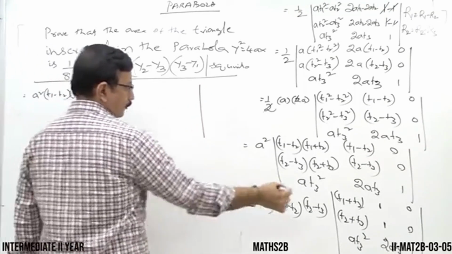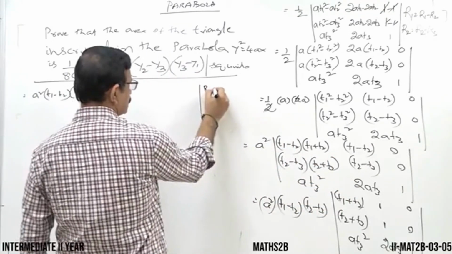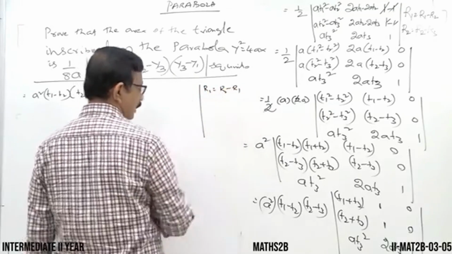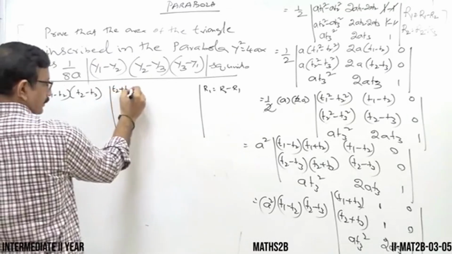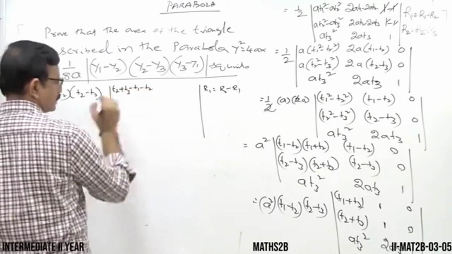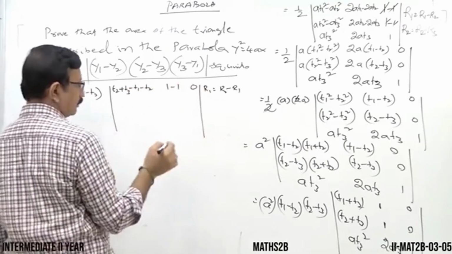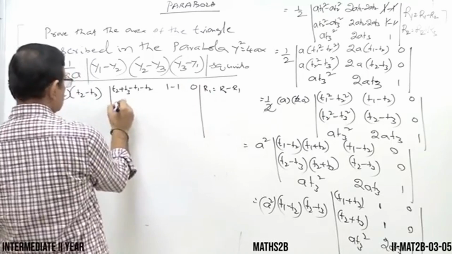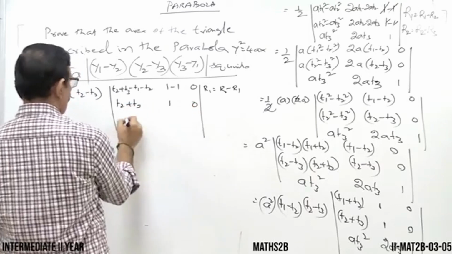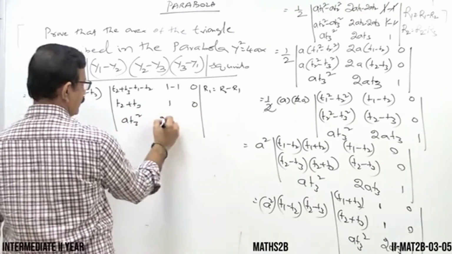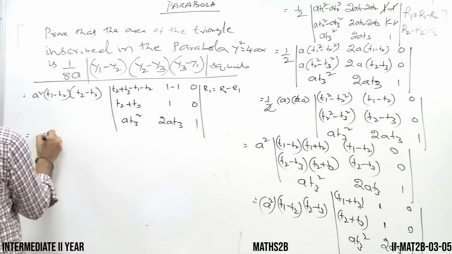So now take this R1 and R2. Let R1 be equal to R2 minus R1. So how much will we get? t2 plus t3 minus t1 minus t2, and this is 1 minus 1 and 0 minus 0, that is 0. So next, this row as it is: t2 plus t3, 1, and this is 0, and this is a t3 square, 2a t3, and this is 1. So now you see this is how much you will get.